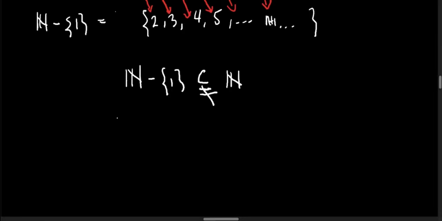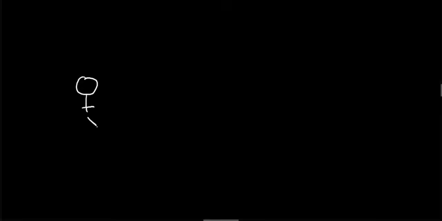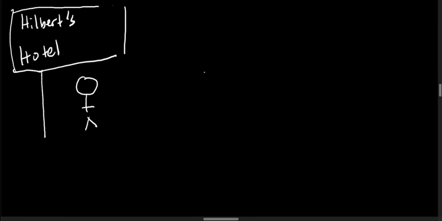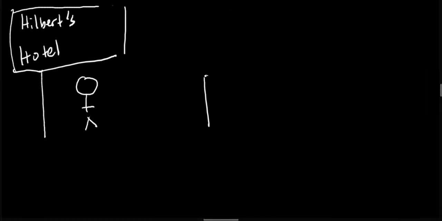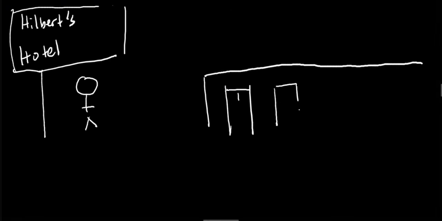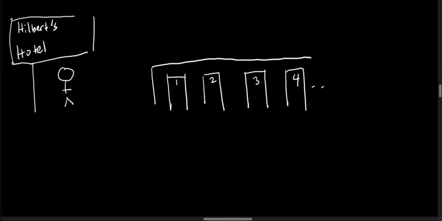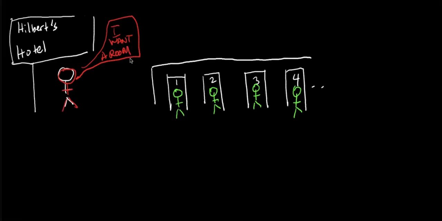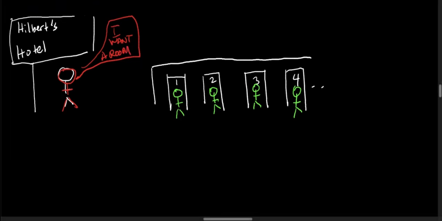This particular example is sometimes illustrated using this imagery of a hotel. In fact, it's a thought experiment called Hilbert's Hotel. So one imagines that there is a hotel that has infinitely many rooms, numbered 1 to infinity. And we assume that the hotel is fully occupied with guests. So there's one guest in every room. And now imagine that a new guest comes along and requests a room. Now the question is, can you as the hotel manager accommodate this new arrival?